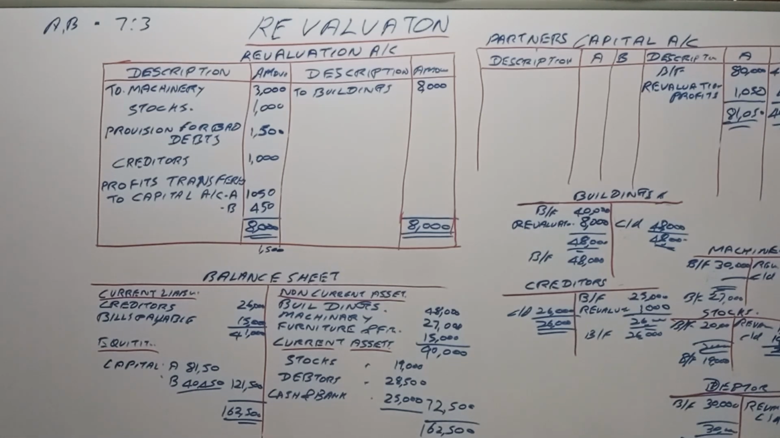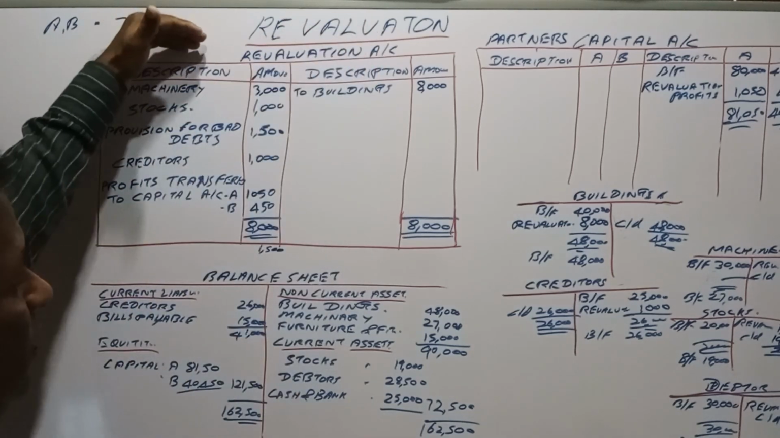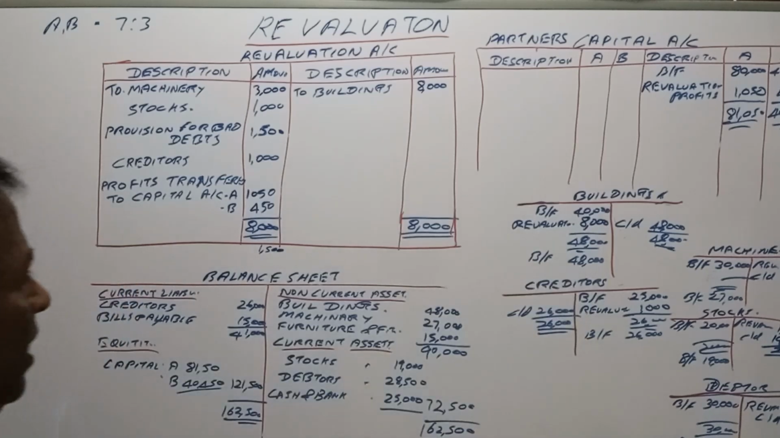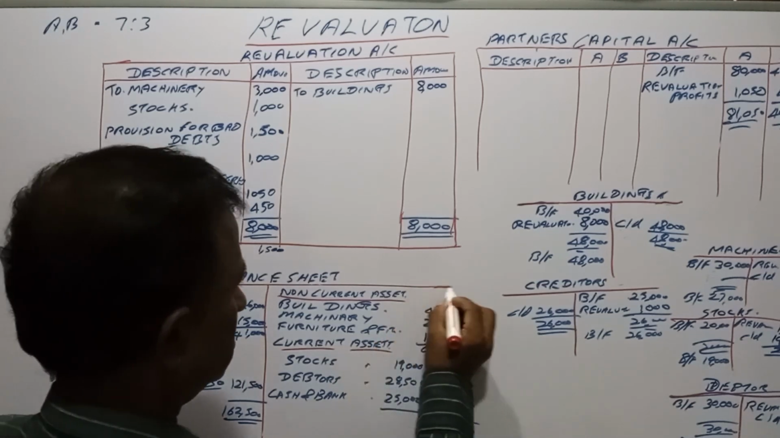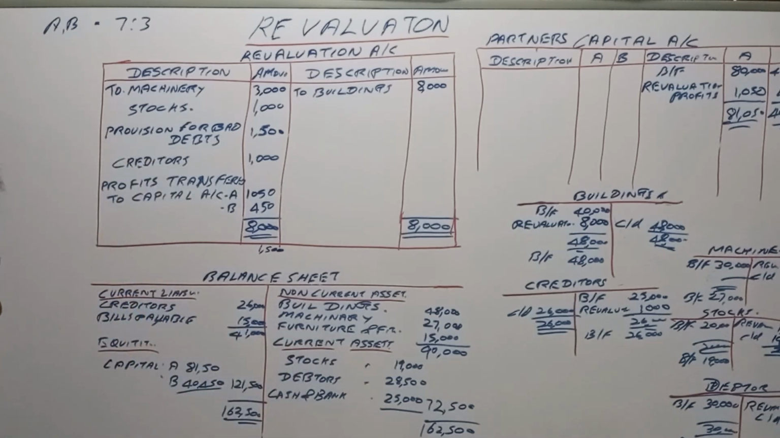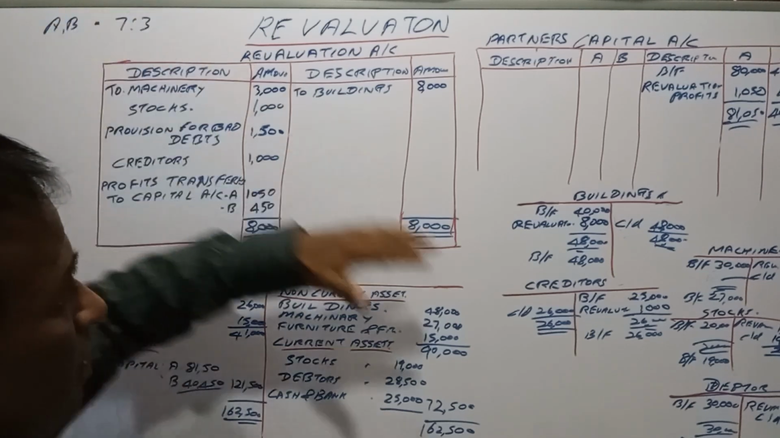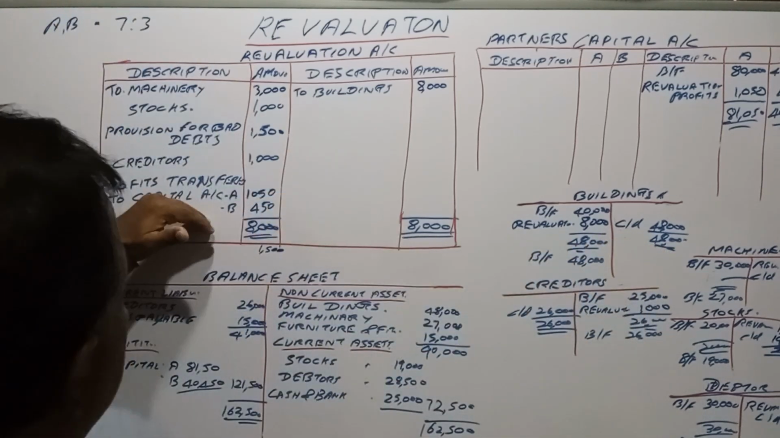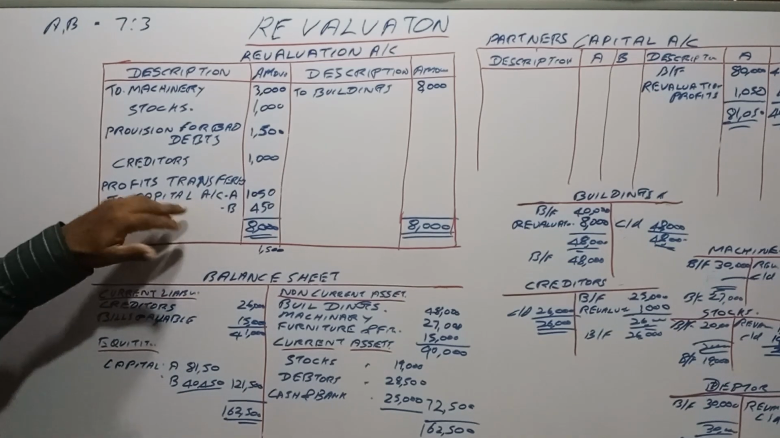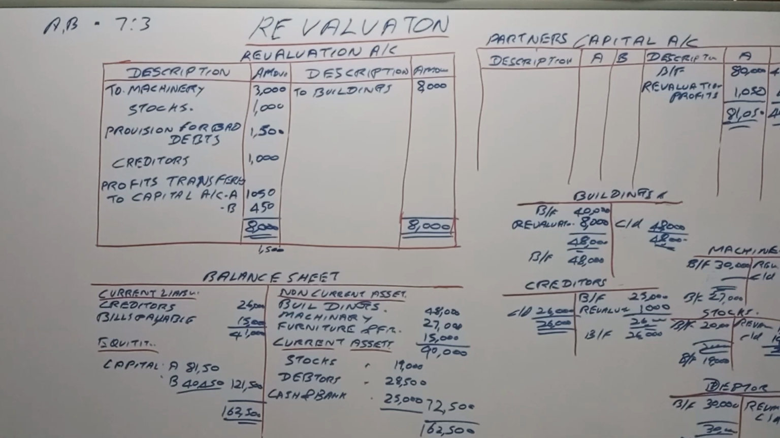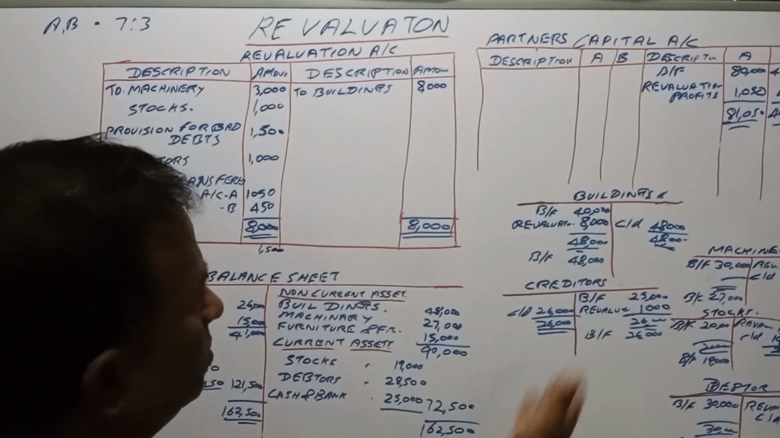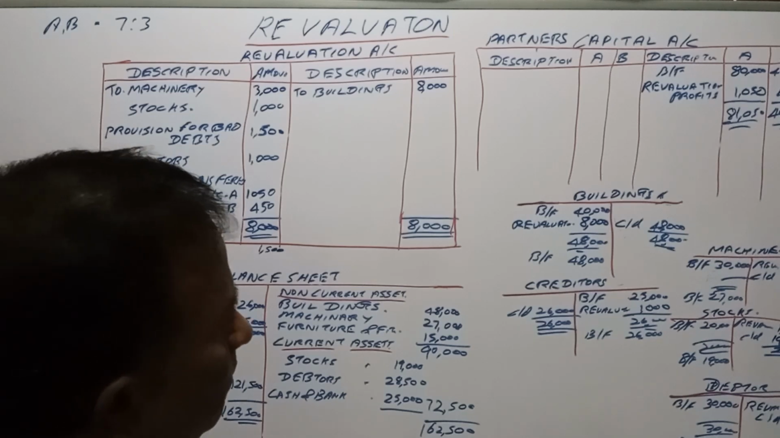Okay. So for this question, we have done the revaluation account, partners' capital account, and T accounts for the relevant adjustments, and we have completed the balance sheet also. The balance sheet balances. Good. So with this, I think you would have understood what the revaluation account is. The revaluation surplus is shared by the partners. So the double entry is there.